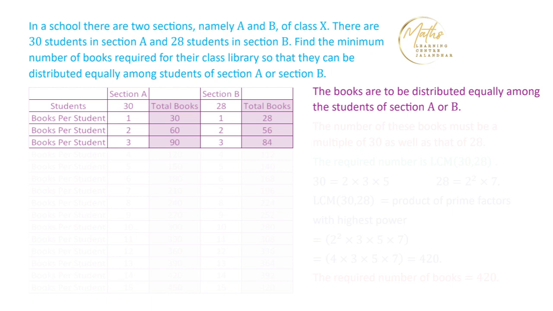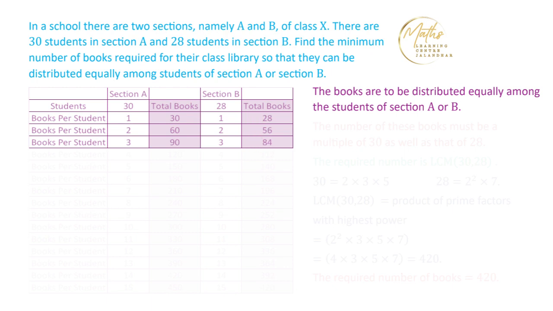Next, if we distribute 2 books per student, then how many books will be required for section A? That will be 60. How many books will be required for section B? That is 56. If we are distributing 3 books per student, then the total number of books required for section A is 90, and for section B it is 84. So these numbers 30, 60, 90 are basically the multiples of 30. These are the multiples of 28.